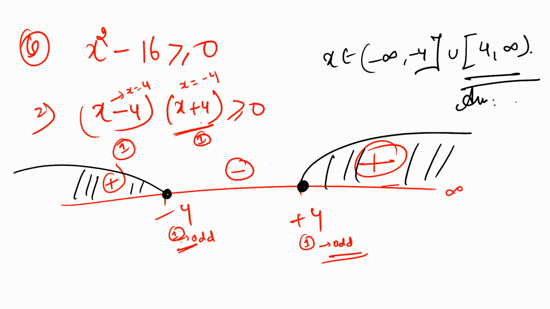If we open the bracket, then how will we do it? Like other method, we are doing that minus, right? Like x minus 4 into x plus 4 is greater than equal to 0. If we do not use this, the only method is to put plus, minus, and plus. There are two methods, but this is the most simple method, okay.